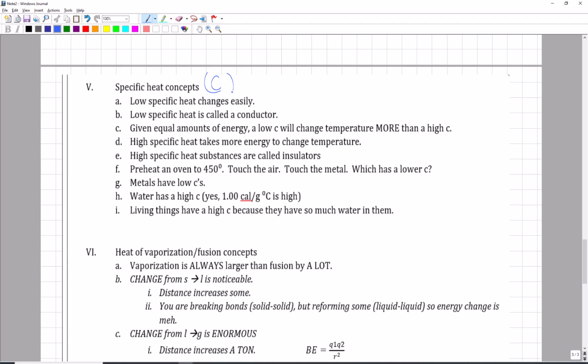A high specific heat, so notice how these all go together. High specific heat takes more energy to change temperature. That's why it's called an insulator, right? High specific heat substances are called insulators.